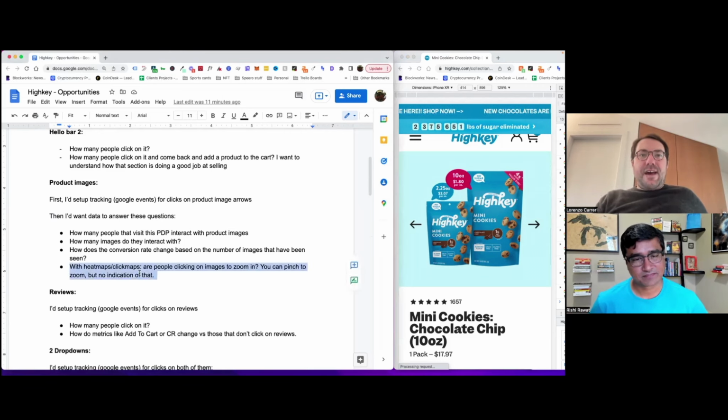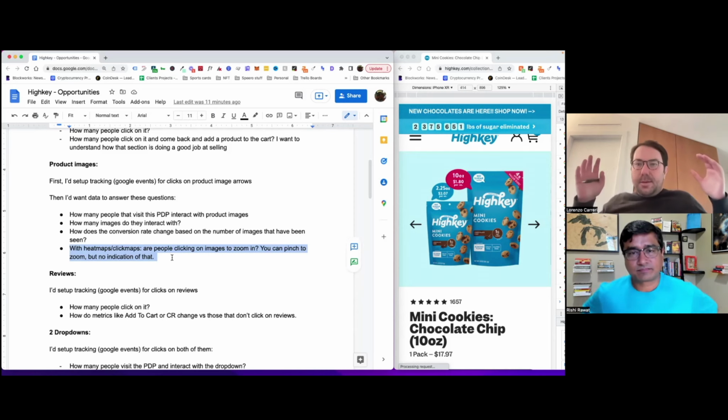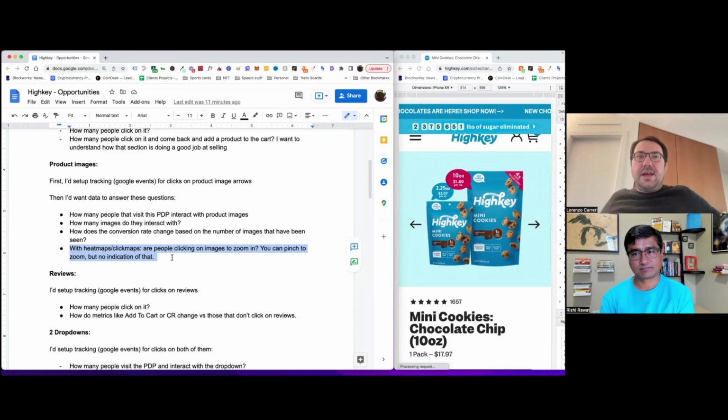The other point I have around product images here is that if these guys had Hotjar or any other heat maps or click maps tool set up, which I don't know if they do, the question I would have around product images in general all the time, right, is are people actually clicking on the image to try to zoom in?